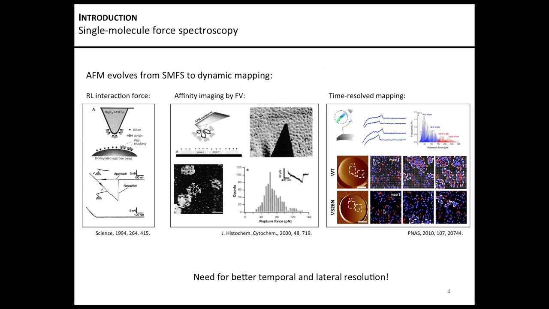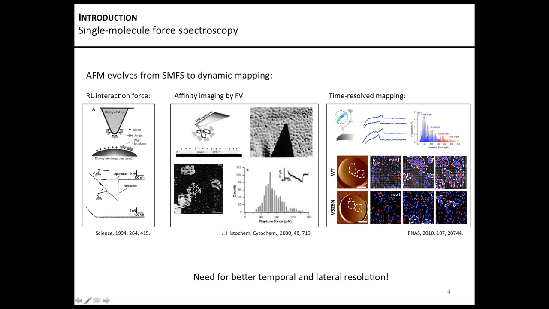So as I told you, the AFM was at the first step a topographic tool, and it rapidly evolved into a multifunctional tool. And at the beginning, people tried to measure single interaction between a receptor and a ligand, and Florin et al. in 1994 first measured the interaction between avidin and streptavidin, here in this paper, and were able to measure single interaction or multiple interaction at the same time.